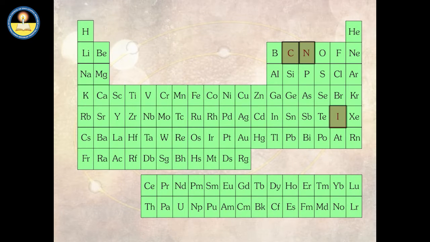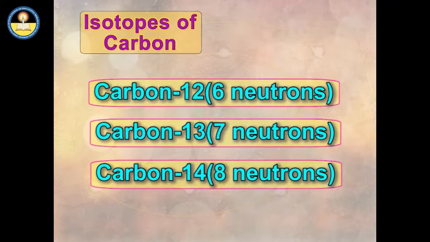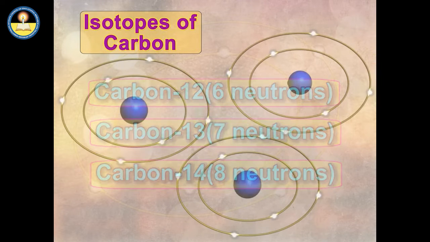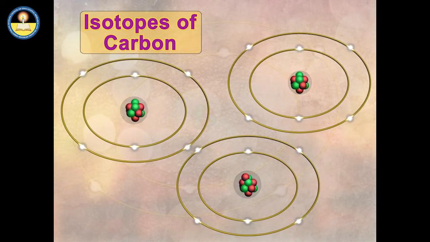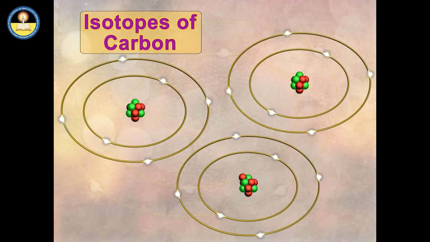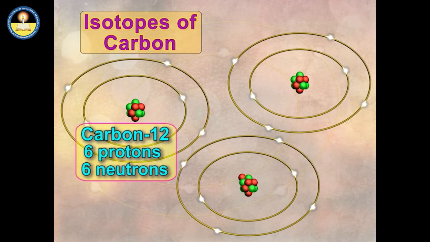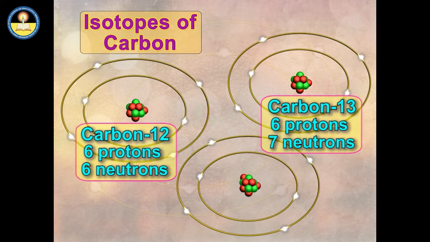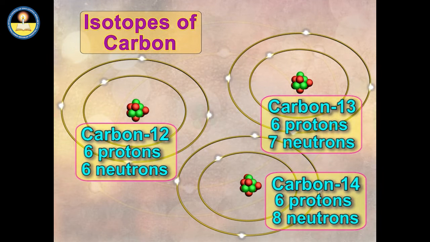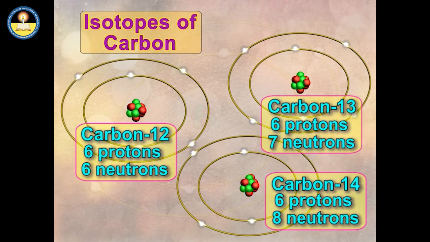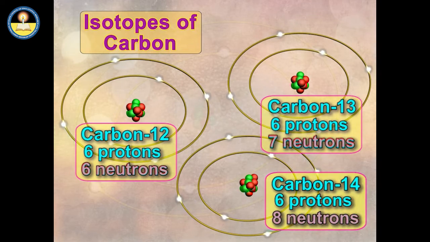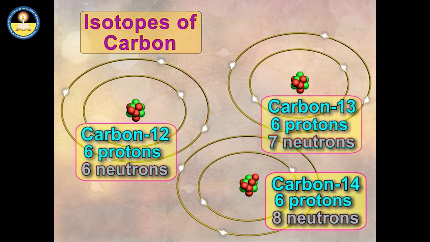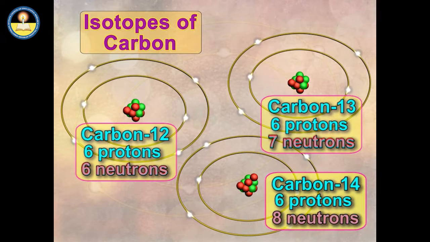Most elements have more than one isotope. To differentiate isotopes of the same element, their neutron numbers are written after their names. For example, a carbon atom can occur naturally in three forms, namely carbon-12, carbon-13 and carbon-14. These carbon atoms have the same number of protons but different number of neutrons. These carbon atoms are called isotopes.